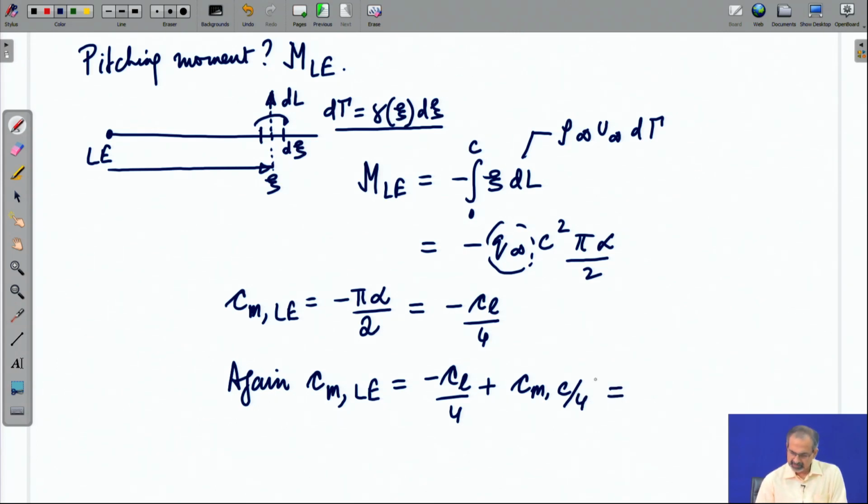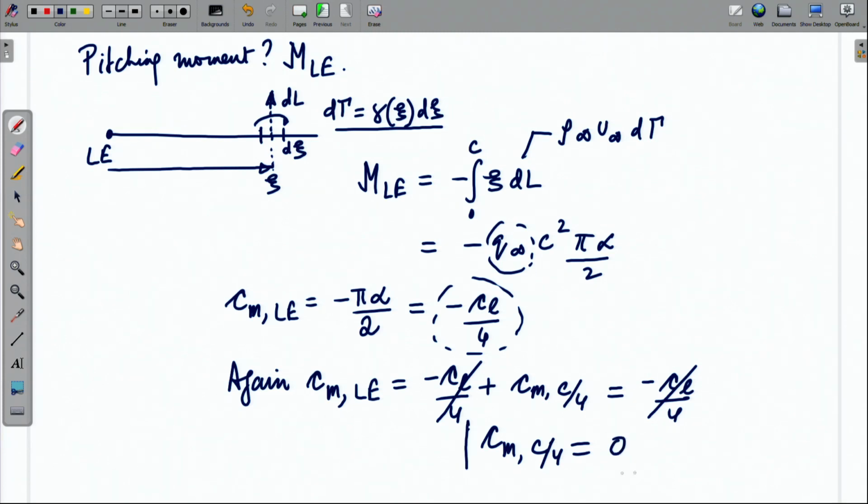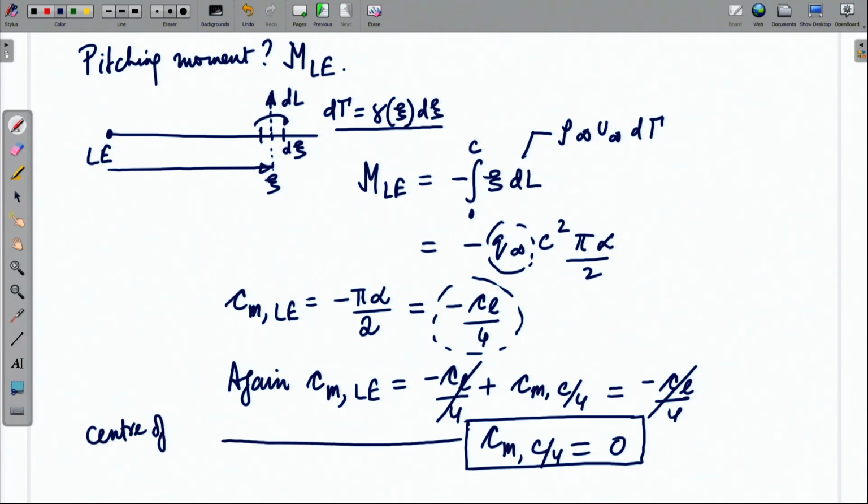But incidentally, Cm leading edge is equal to minus CL by 4. So, these two terms cancel out, giving you Cm c/4 equal to 0. That means, for a symmetric airfoil, the Cm at quarter chord is equal to 0, which means on one hand it is the center of pressure because the moment is 0.